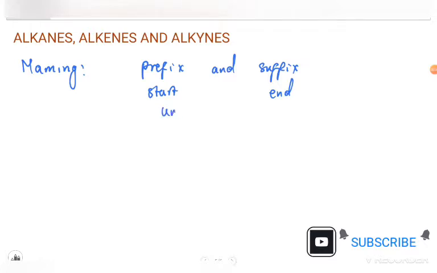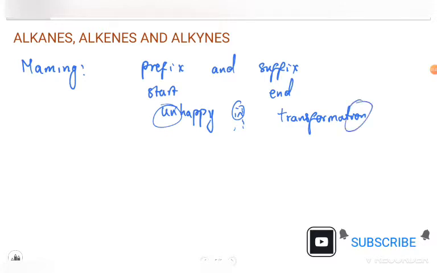Like in the word unhappy, the "un" is a prefix. And in the word transformation, the "ation" here is a suffix. So we're going to name the alkanes, alkenes and alkynes, all of these homologous series, using the prefix and suffix. Okay, so let's start with the alkane.